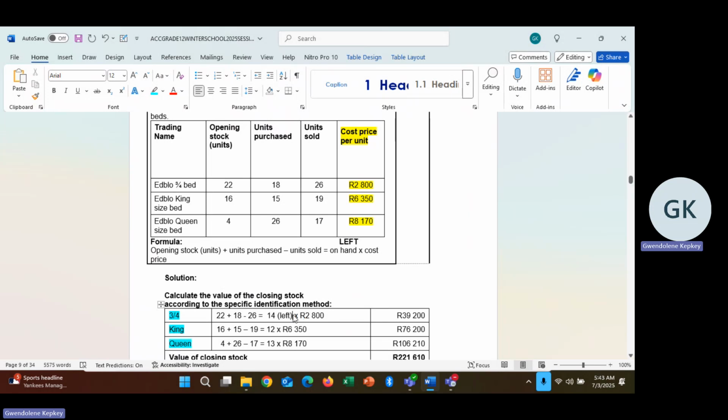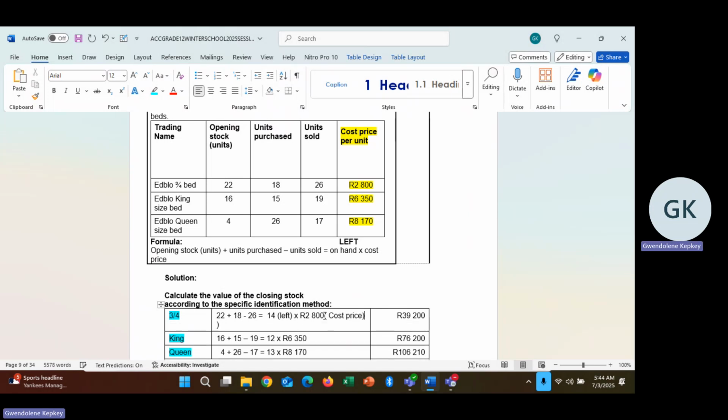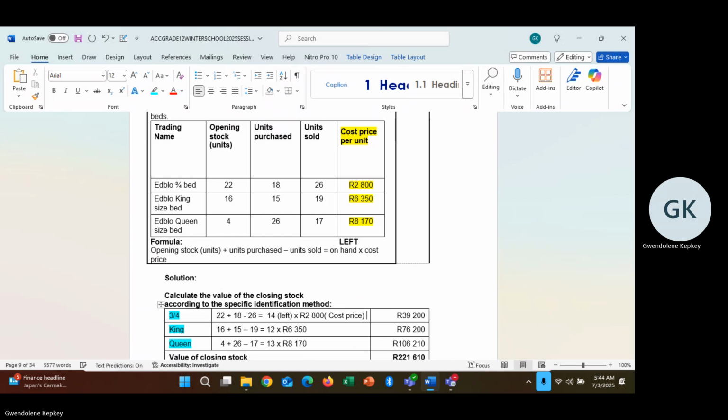what is its rand value. So I have 14 left. I multiply it. Can you see why ma'am said the cost price of that item is important? I multiply that by its cost price, and each item has its own individual cost price. I come to 39,200.